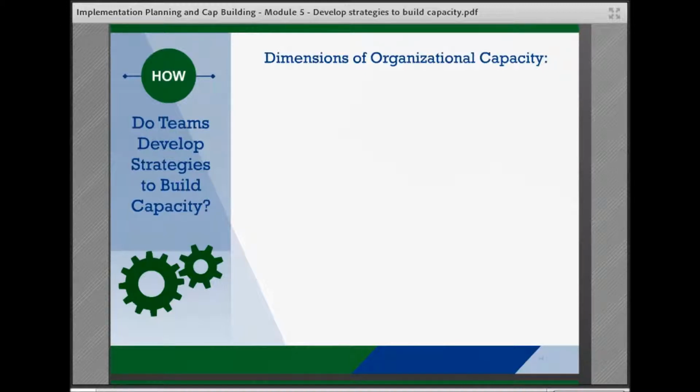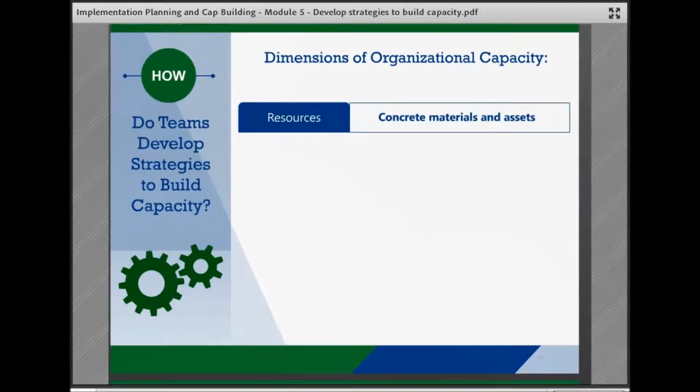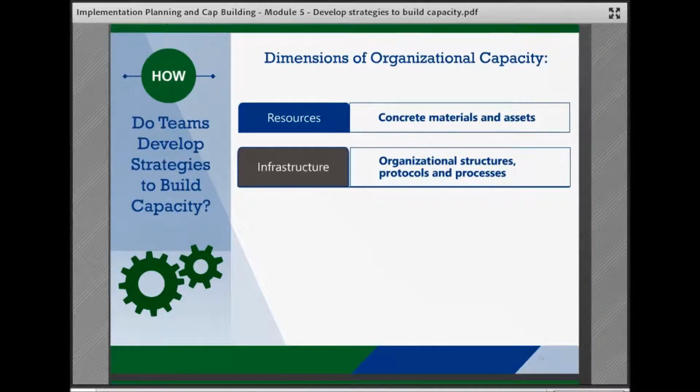The Capacity Building Collaborative has organized different aspects of organizational capacity or competency into 5 broad categories that can be used as a framework for considering needs and identifying strategies that meet those needs. Resources are the concrete materials and assets. Examples include staff, facilities, and training curricula. Infrastructure are the organizational structures, protocols, and processes. Examples are structures for hiring and training staff, information systems, and policies that guide intended behaviors.